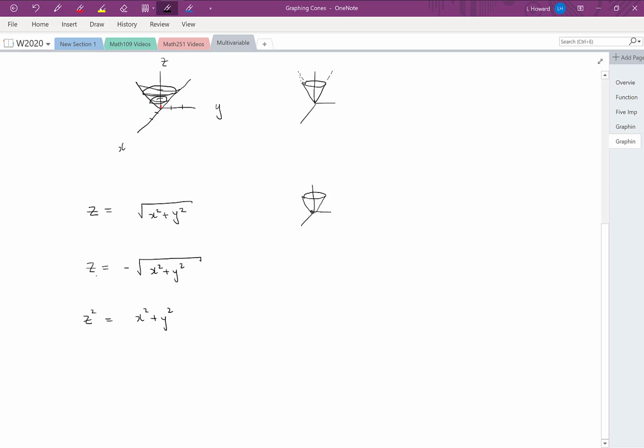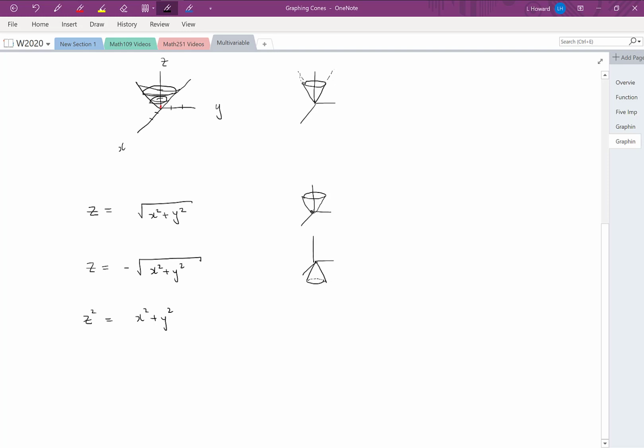Now, if we were instead to talk about z equal negative root x squared plus y squared, we would be talking about a reflection in the z direction. So instead of this cone opening upwards, it's now opening downwards. So here's what our cone would look like. Still got its vertex at the origin, but now opening downwards. And you can draw a dotted line there just to show some perspective on the back of the cone.